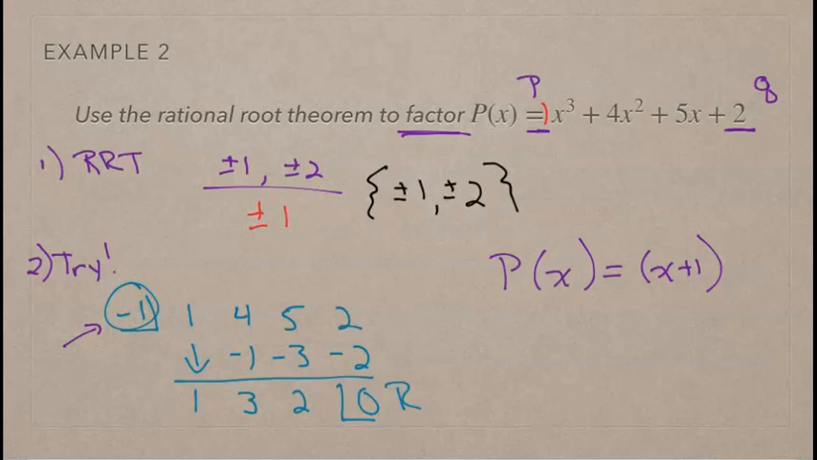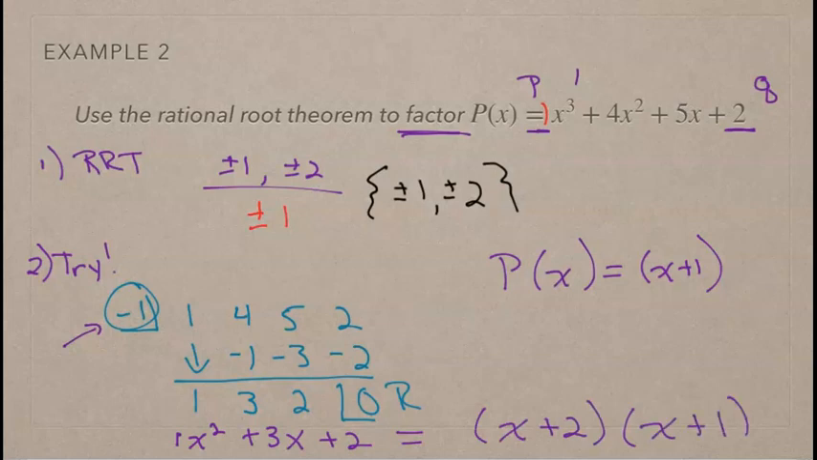So I divided a cubic by a linear term, so I'm going to end up with a quadratic, a squared term. So I have 1x squared plus 3x plus 2. I'm going to say, well, hey, is that something I can factor? And it is. This factors into x plus 2, x plus 1. So now these are the 3 factors that make up p of x.